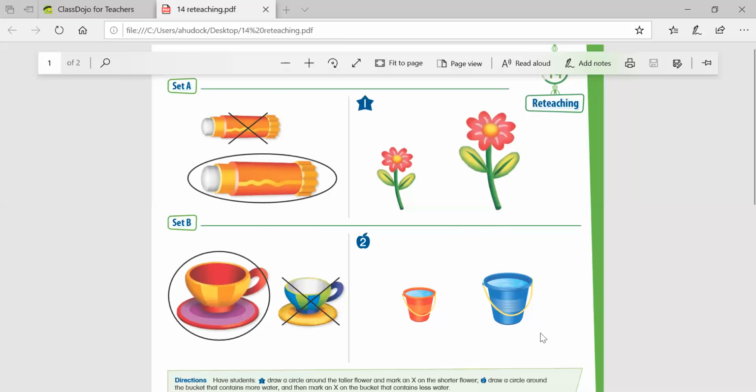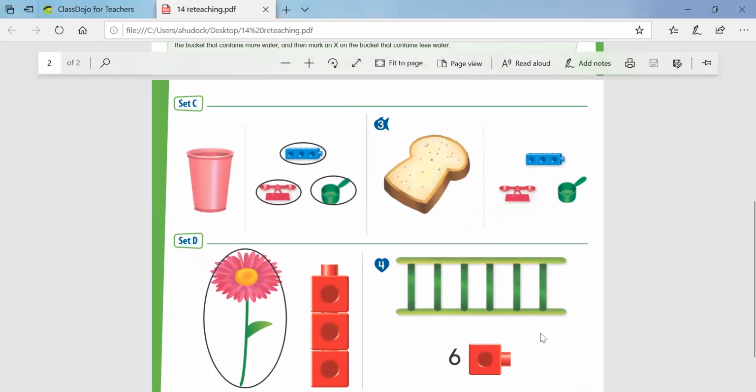For set C, you're working on the attributes. So you have to circle all of the things that you can measure based on that object. On set C, we have this vase object here. And remember, cubes, you can measure height. Scale, you can measure how much it weighs. And the measuring cup can measure capacity.